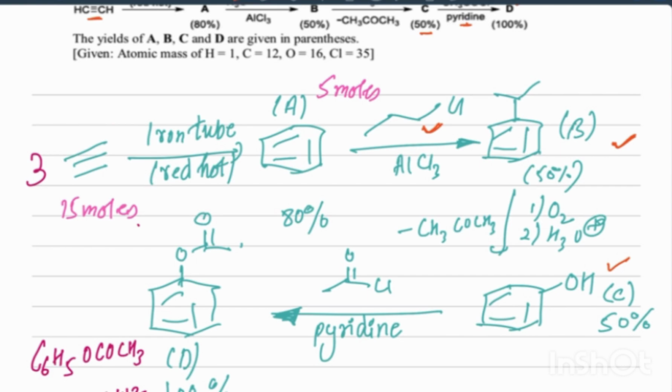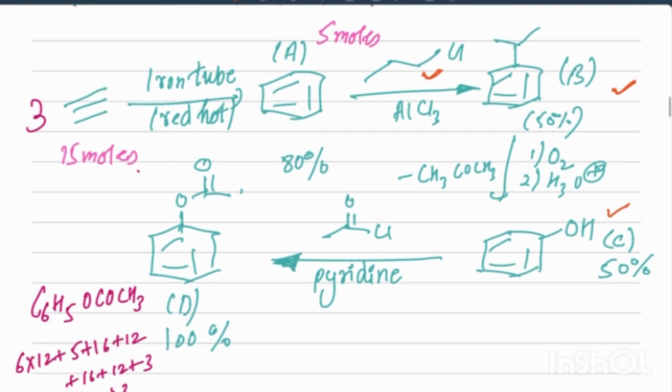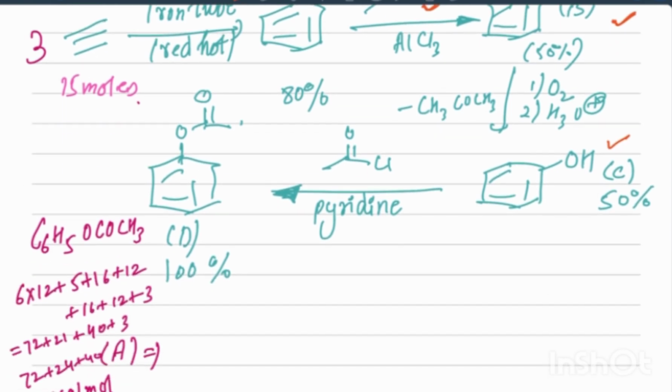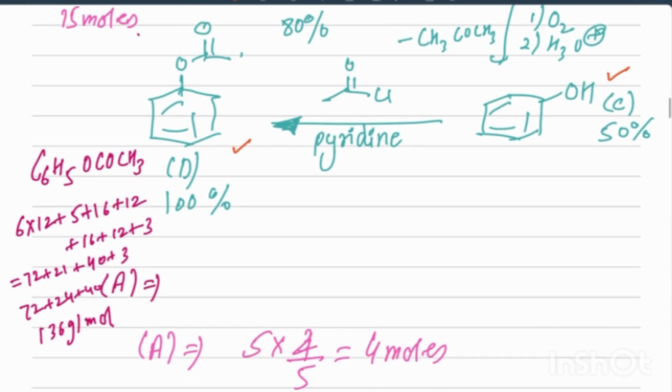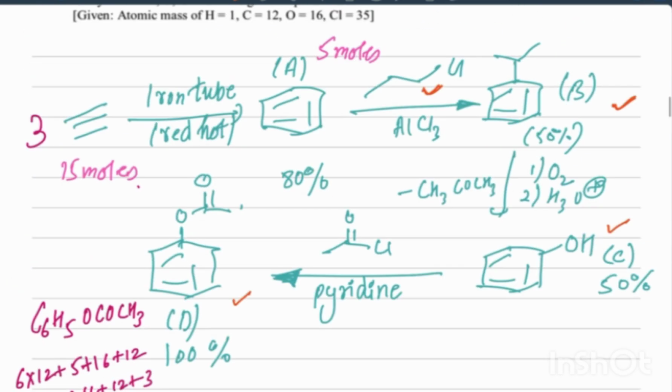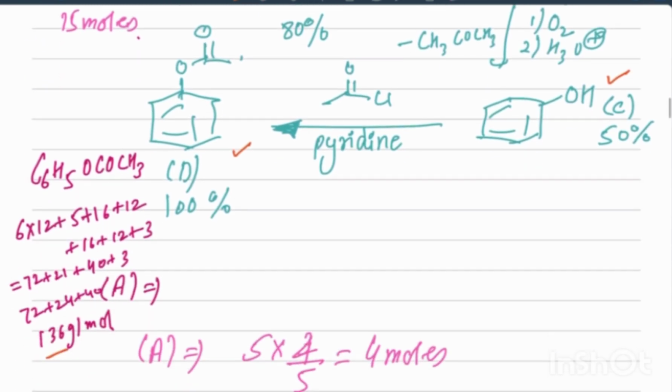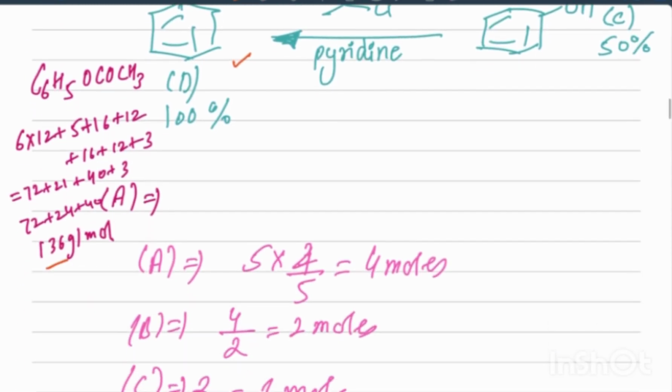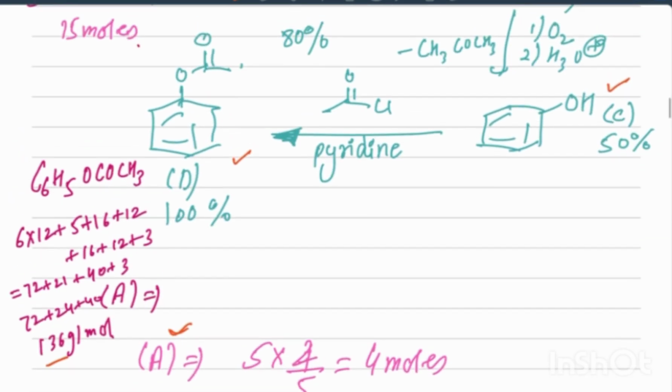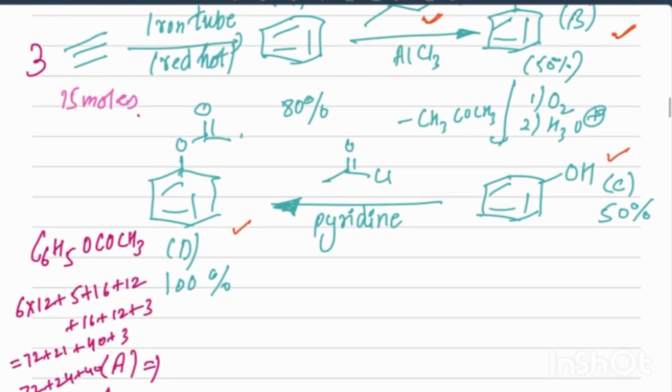After that, when the acyl chloride is reacted with this phenol, we will get acylation at the oxygen, and we will get the D product with 100% yield. So if you calculate the molar mass of this D product, we will get 136 gram per mole. So 136 gram per mole is the molar weight of this D.